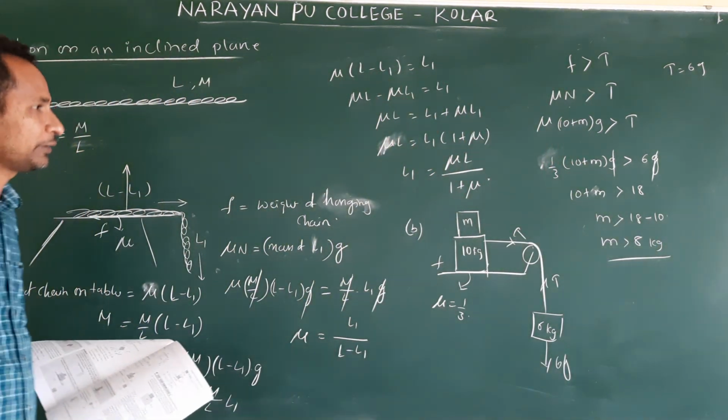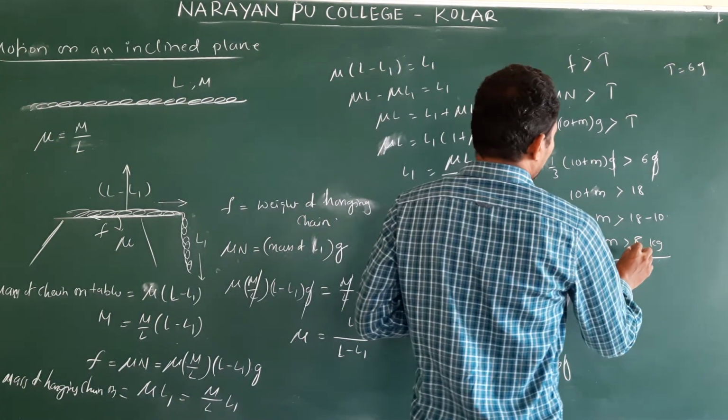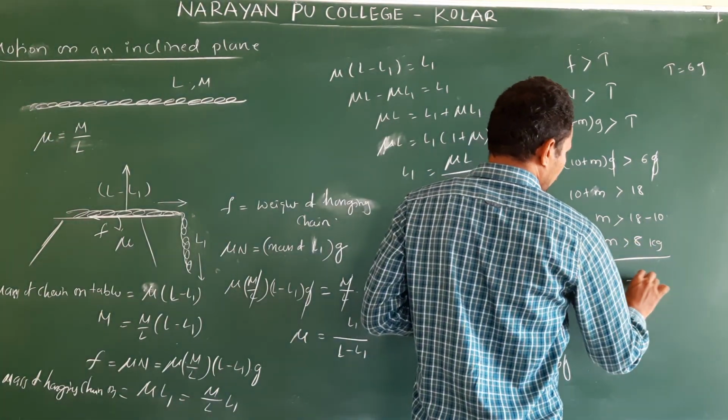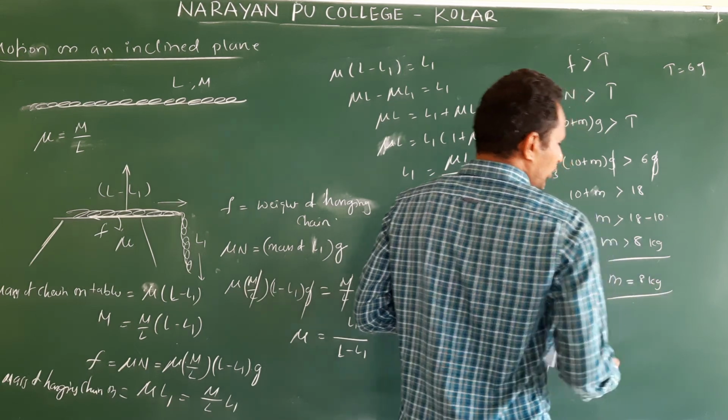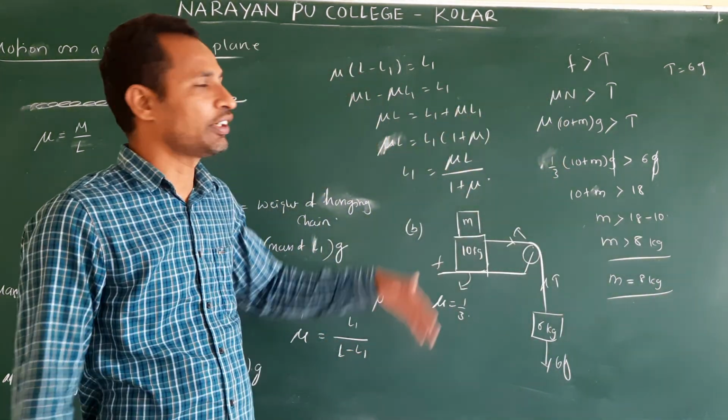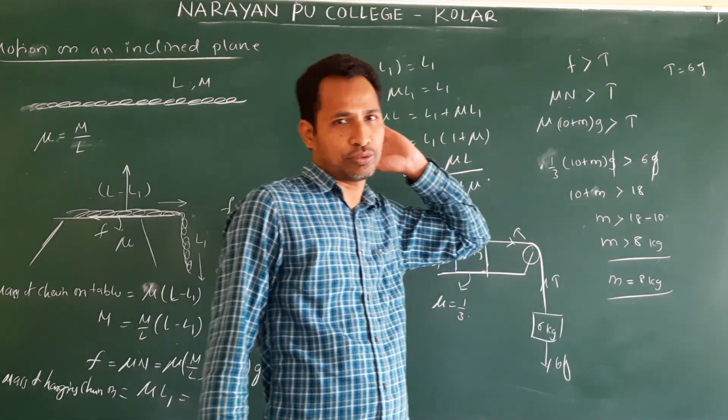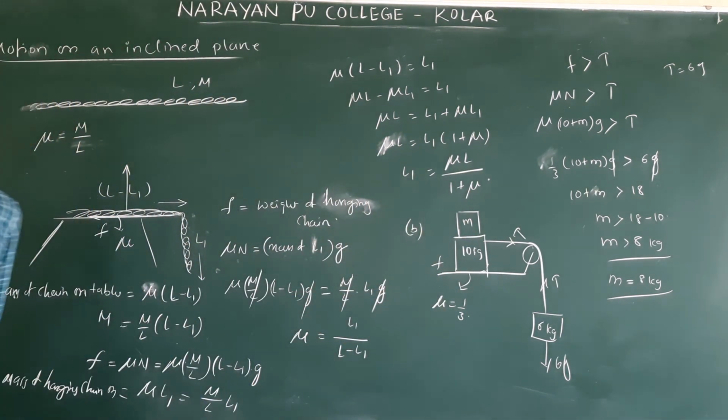So the minimum value is M equal to 8 kg. We can place more than 8 also. Clear? The minimum is 8 kg. So based on this, we are done.